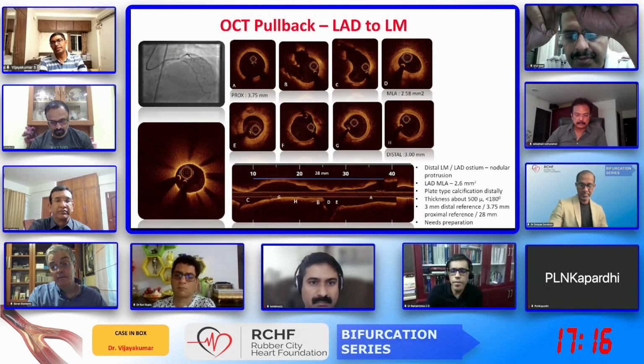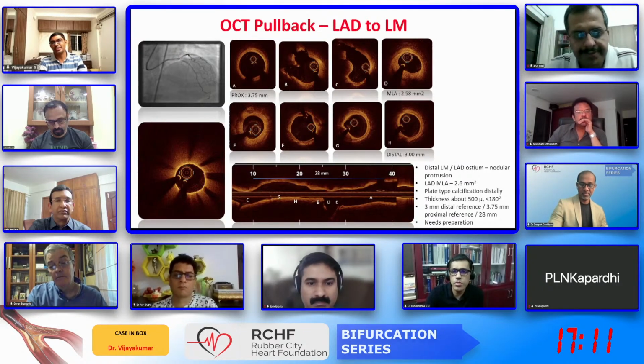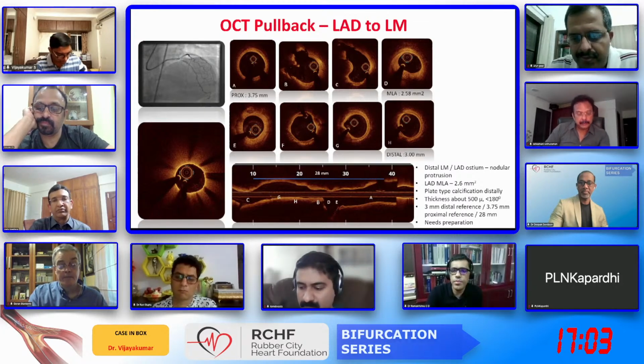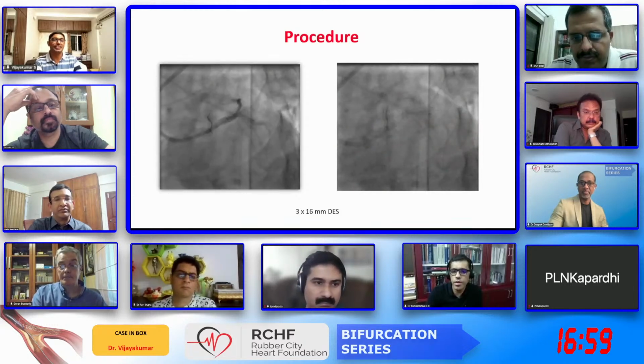And if you see that the vessels are not the usual size, you would love to have 3.5 plus in this vessel and 4 or 5 in the left main. But being a short statured female, it is a 3 and 3.75 was the size. So if you have no comments, I'll move forward. We have only 19 minutes to go.